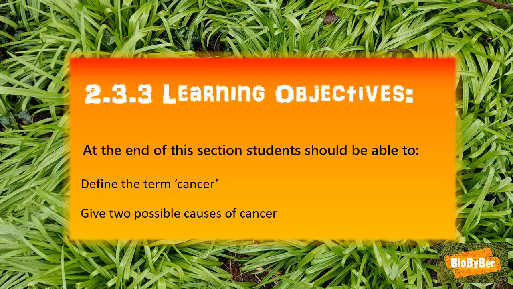At the end of this section, and following the biology syllabus, you should be able to define the term cancer and give two possible causes of cancer. What does this actually mean? What are we trying to learn? Well, it is very straightforward. Basically, learn the definition of cancer and be able to give two possible causes of cancer.